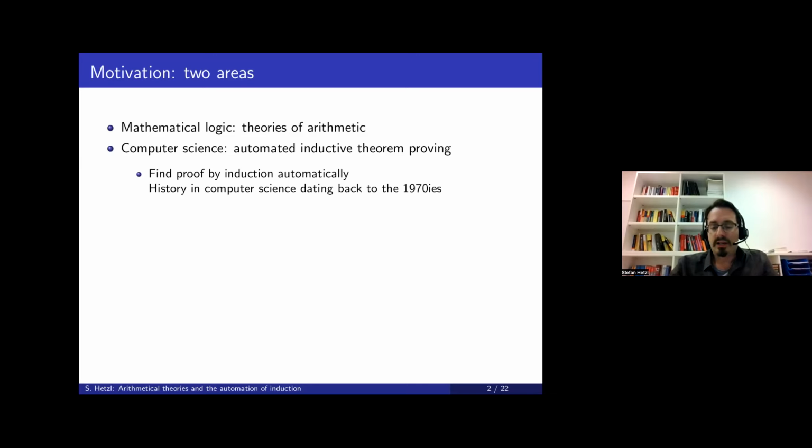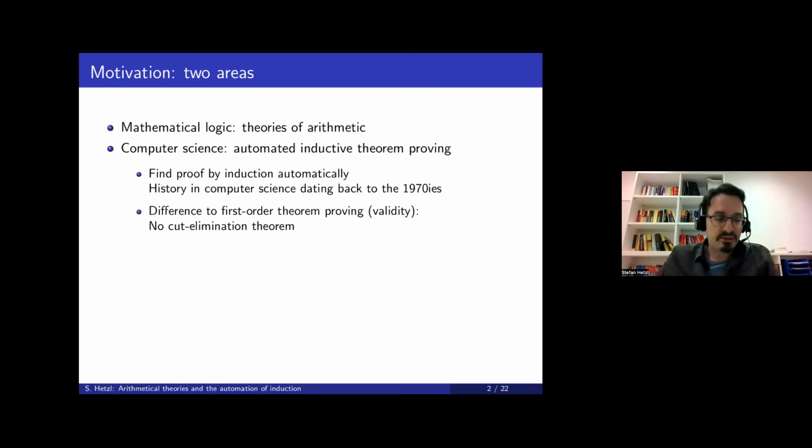It's part of a larger area of automated deduction, whose aim is to develop algorithms that find proofs automatically in various systems and various theories. One particularly well-developed part of that is to find proofs in pure first-order logic. Even though it's an undecidable problem, there have been quite mature methods for that since at least the 1990s. In the presence of induction, things are more difficult.